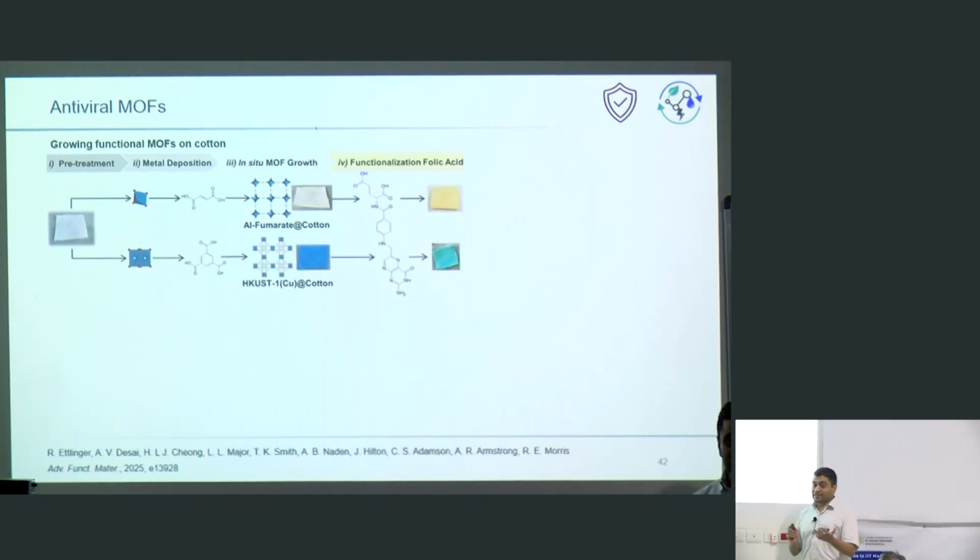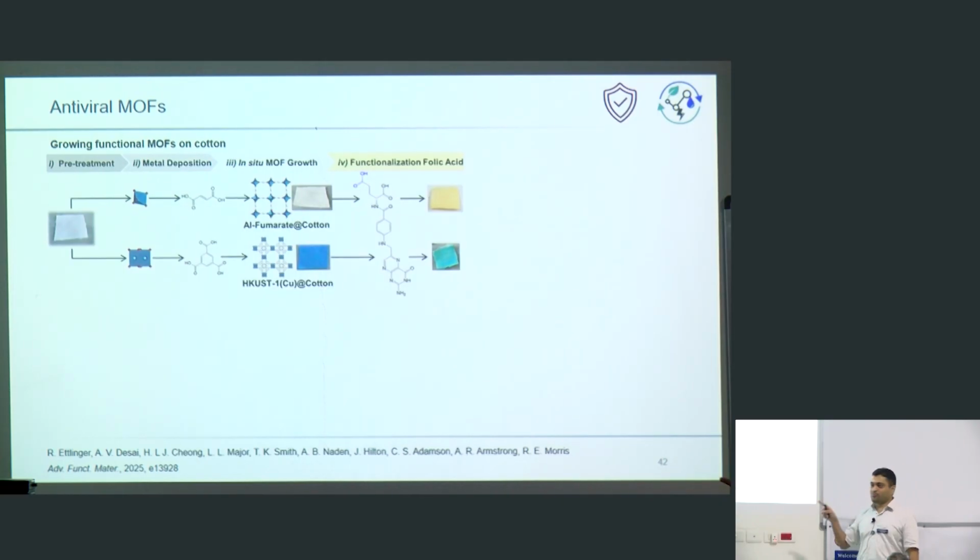So taking this further, you don't want to work only on powders. You want to take it to some real world application. So what you can do is take a cotton fabric, or essentially a cotton film, and start growing morphs on top of it. Once you grow the morphs on top of it, you then functionalize the morphs using folic acid, and the color changes. This is a copper morph. It goes from blue to green. In the case above, it's the aluminum fumarate. It goes from white to yellow.